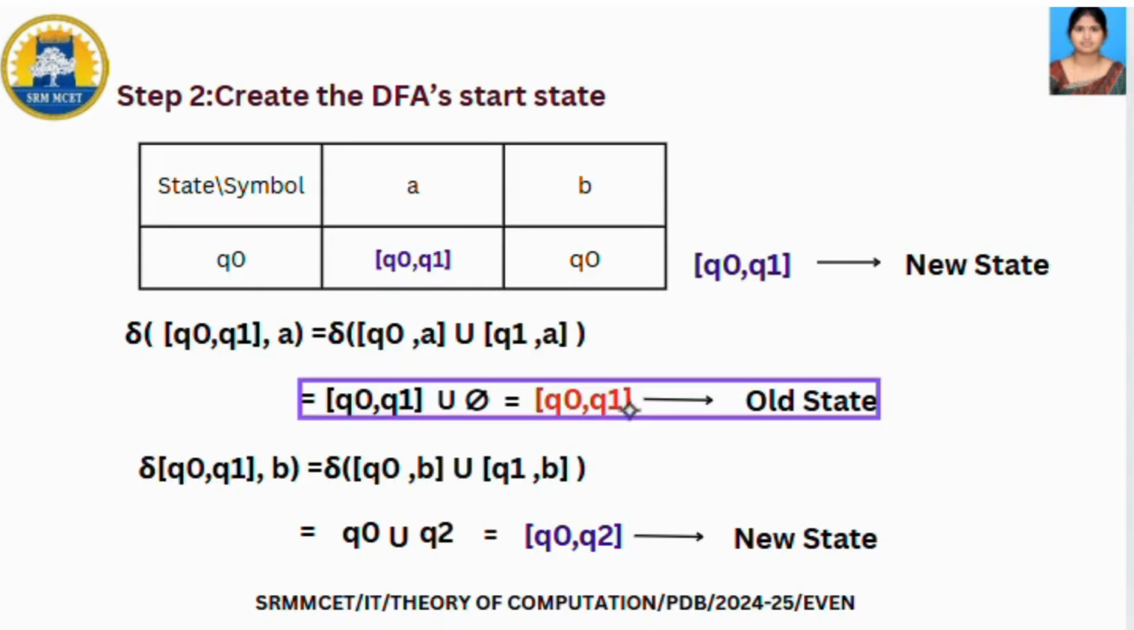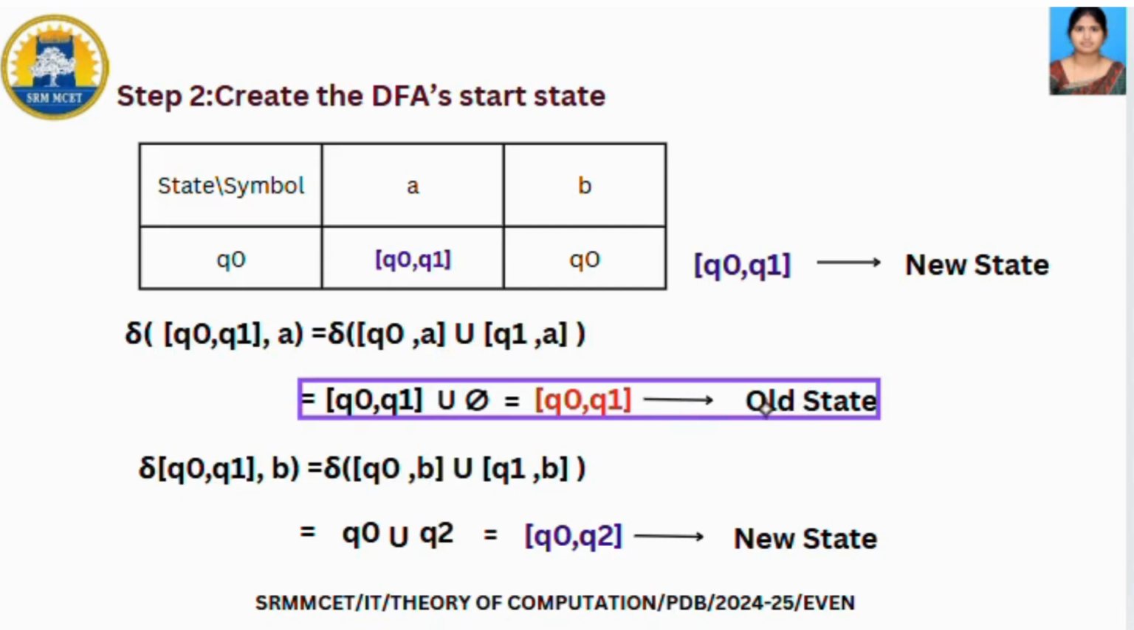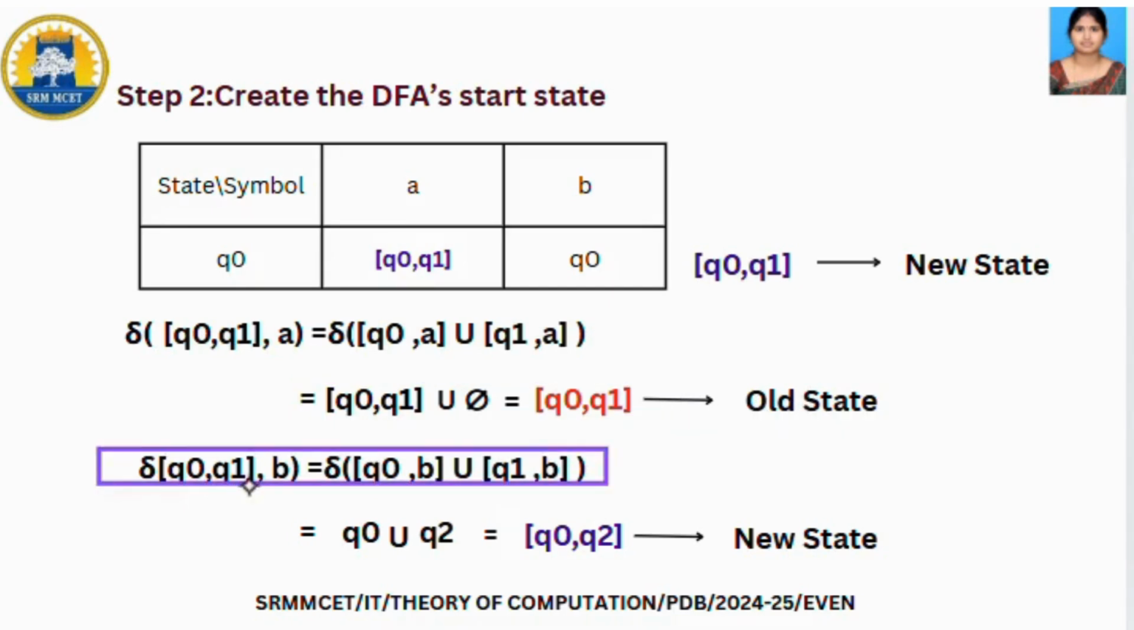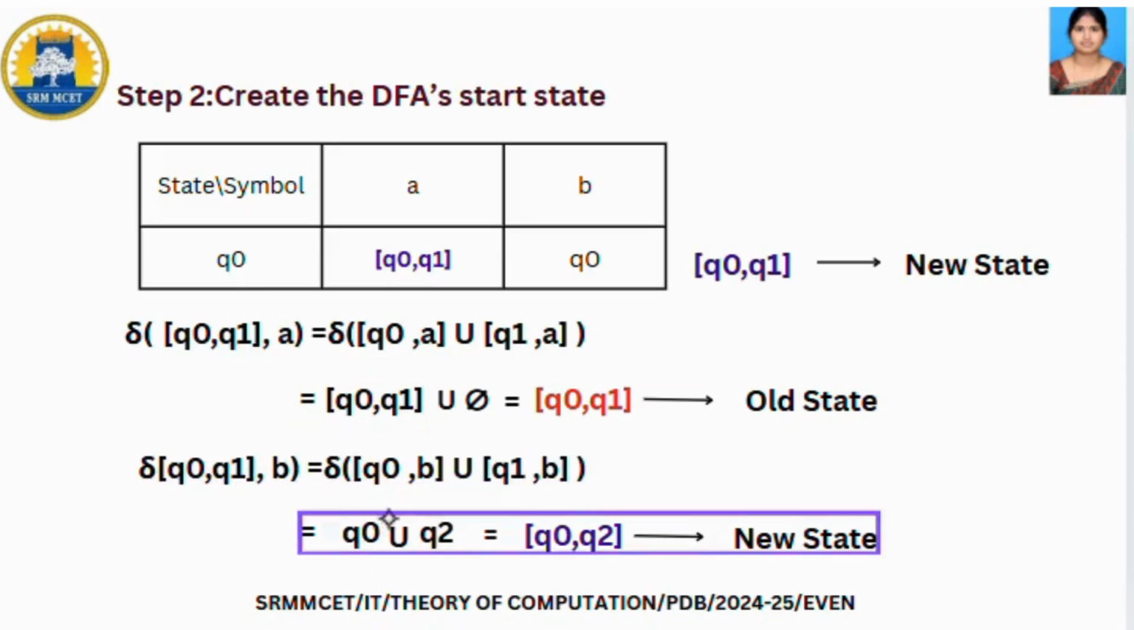So with this we get the value of q naught and q1 state, which is also an old state, because we considered this as a new state and we are finding the transition for the same q naught q1. So we are going to consider this as an old state. And then for q naught q1 using b, we use the union operation, transition of q naught comma b union transition of q1 comma b. With this we find q naught union q2.